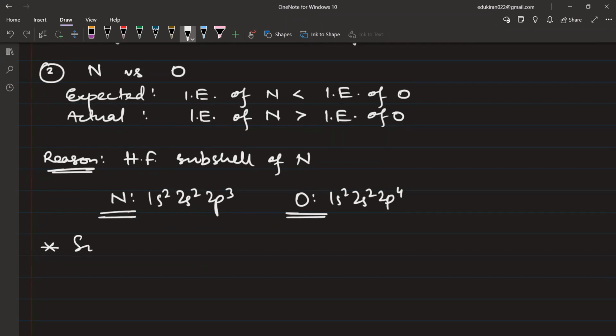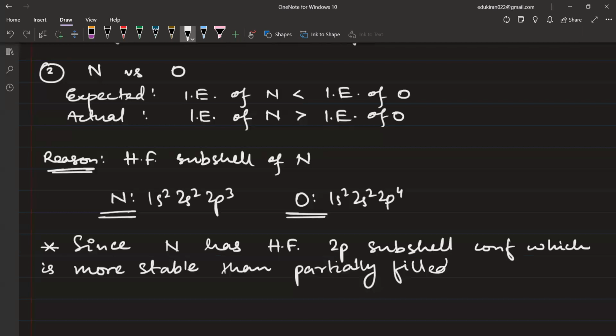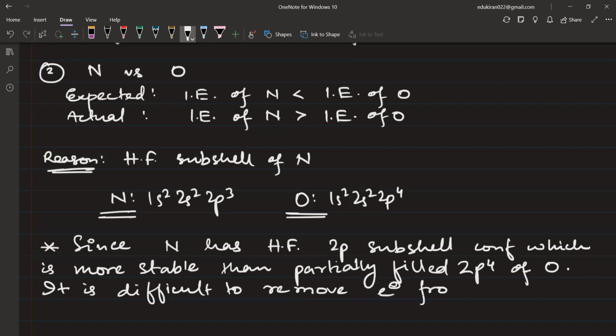You'll write here. Since nitrogen has half-filled 2p subshell configuration, which is more stable than partially filled 2p4 of oxygen, it is difficult to remove electron from nitrogen than oxygen.